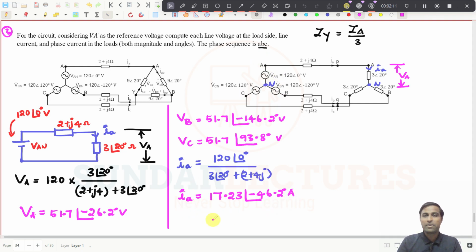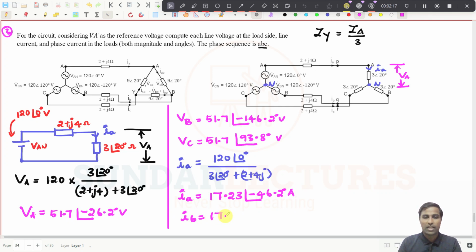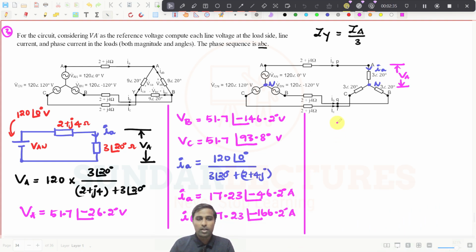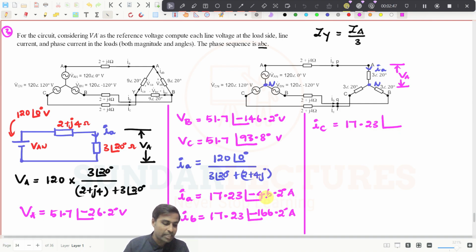Again it is an ABC sequence, so IB can be written with the same magnitude, 17.23 at an angle of minus 120 degrees from here on, so it will be minus 166.2 degrees amperes. Now I need to go for IC. What will be IC? Again the magnitude will be the same, 17.23 at an angle of, from here on, plus 120 degrees. If I put plus 120 in this value, what will I get?